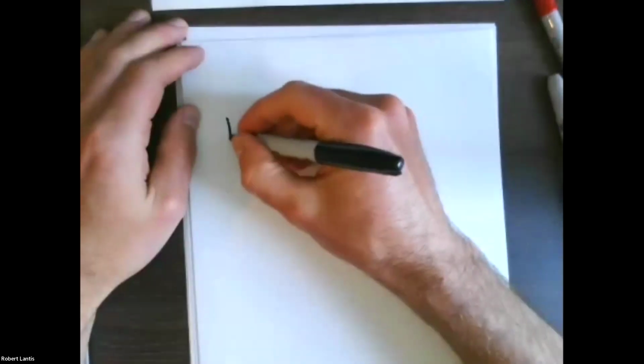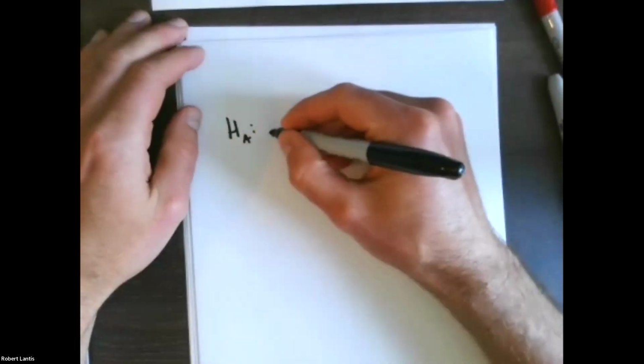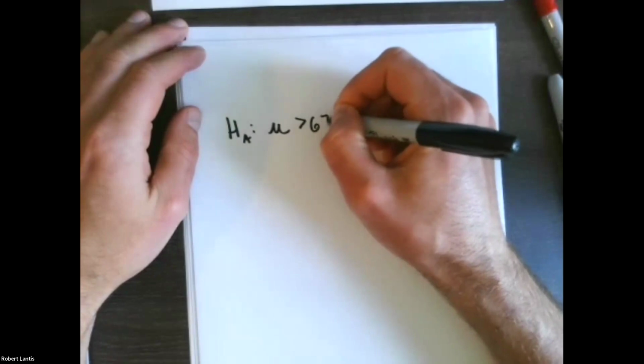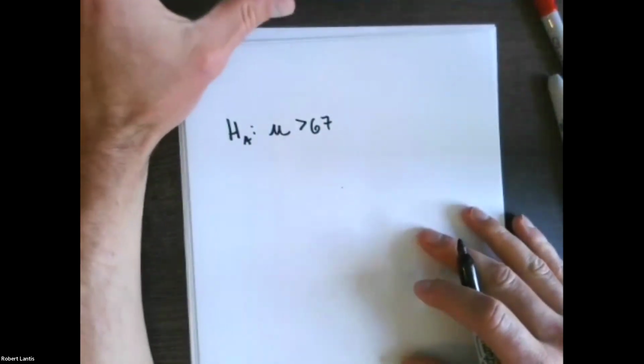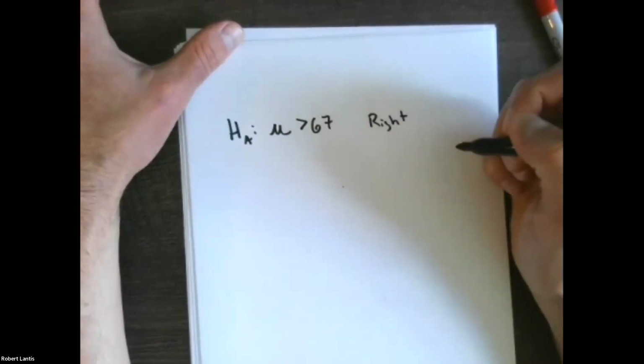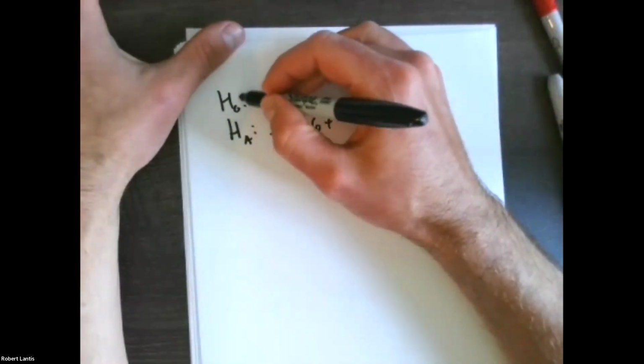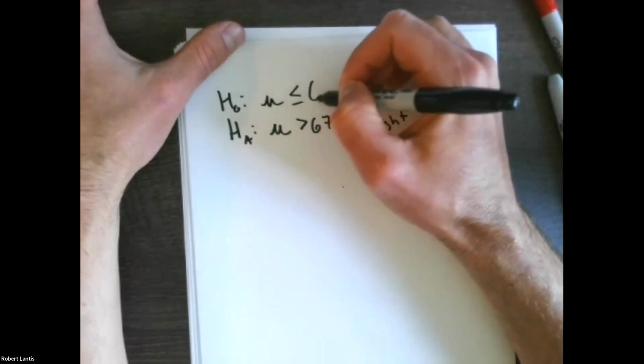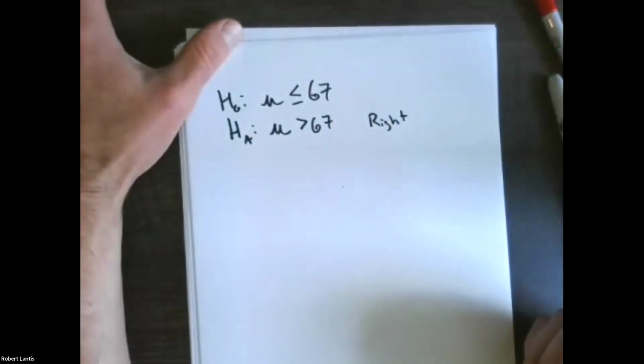So I wanted to test for whether or not the mean retirement age is greater than 67. So I've got my alternative hypothesis, what I want to try to test for. So I've got a right-tailed test. I assume the exact opposite is true, which is that it's less than or equal to 67.